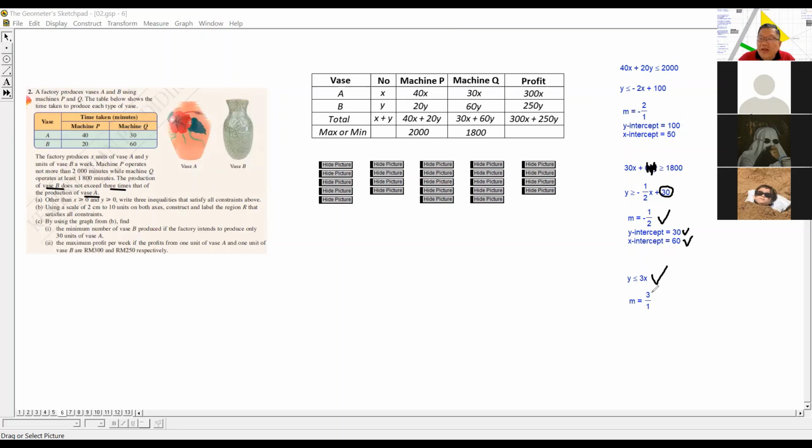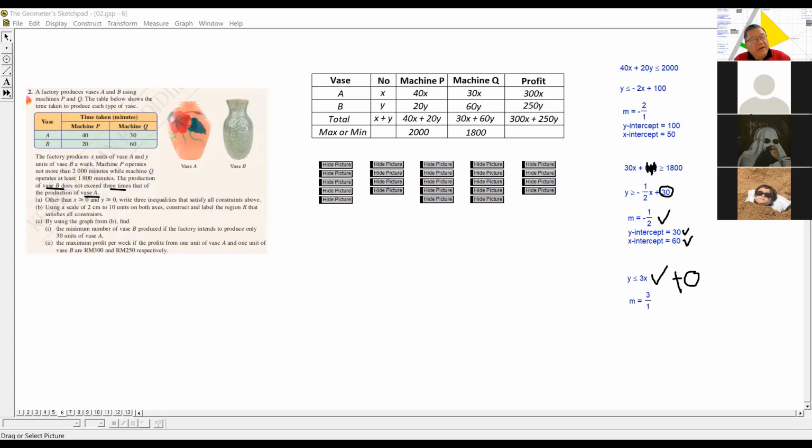Now this inequality, it passes through the origin. So the gradient is 3, it is 3 over 1. So I put them nicely in gradient form so that afterwards I can straight away plot and draw the region, right? Last factor is the profit. Profit is here. Through K, the profit I call it K. K is 300x plus 250y.